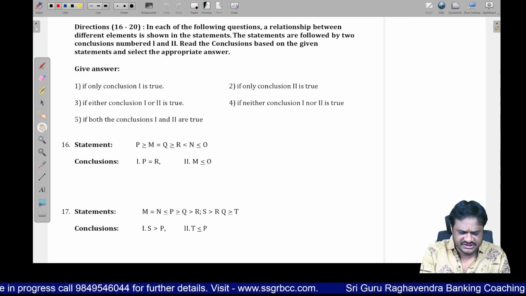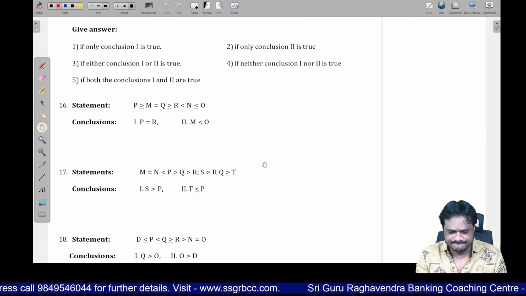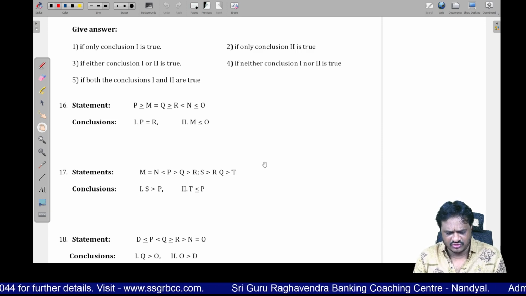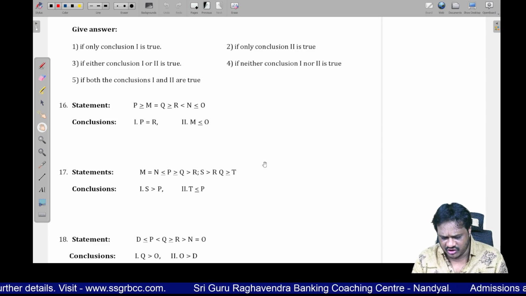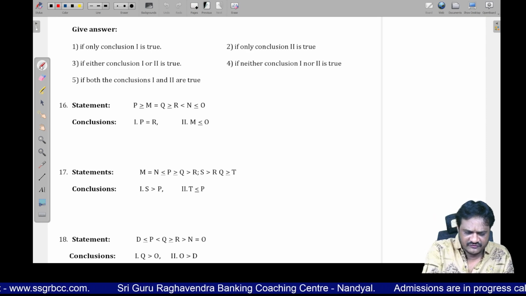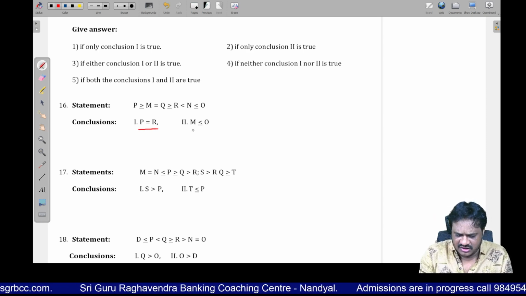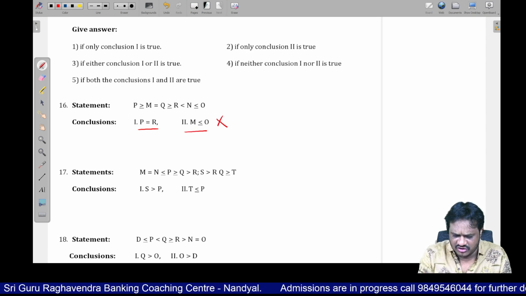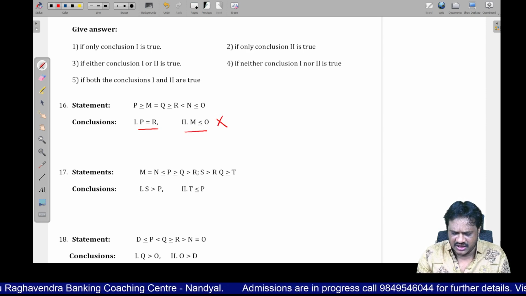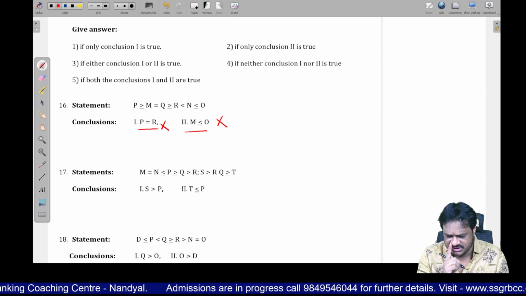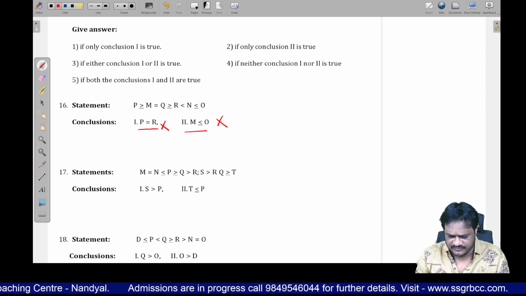Let us see 16th question. P greater than or equal to M. M is equal to Q. Q greater than or equal to R less than N. N less than or equal to O. First of all, P equal to R, then M less than or equal to O. M less than or equal to O does not follow, and P is equal to R also does not follow in any case. So neither one, not true.